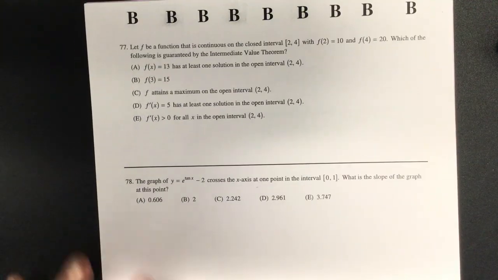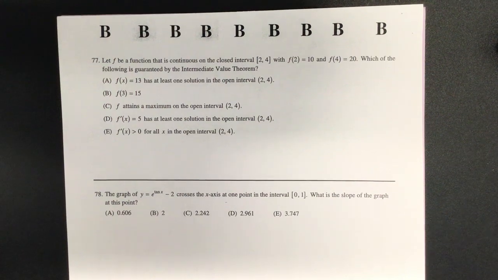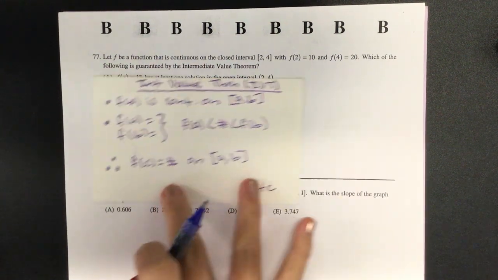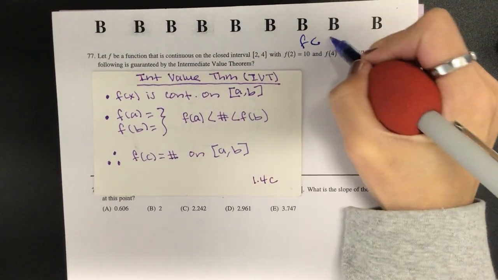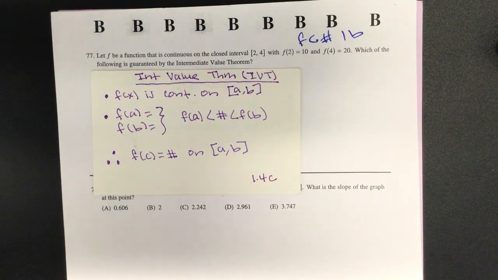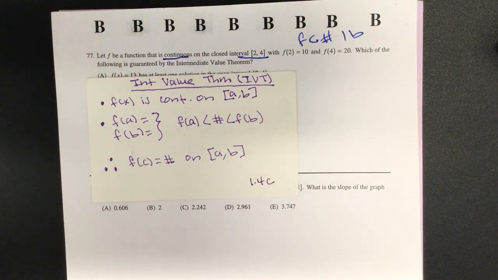Okay, on number 7. Quinn, let's read. Let f be a function that is continuous on the closed interval 2 to 4 with f of 2 equals 10 and f of 4 equals 20. Which of the following is guaranteed by the intermediate value theorem? Looking at the intermediate value theorem, if you're wondering which flashcard this is, it is flashcard number 1B. The intermediate value theorem says it is continuous. Was that stated in the question? Yes. So that means somewhere in between something is going to exist.